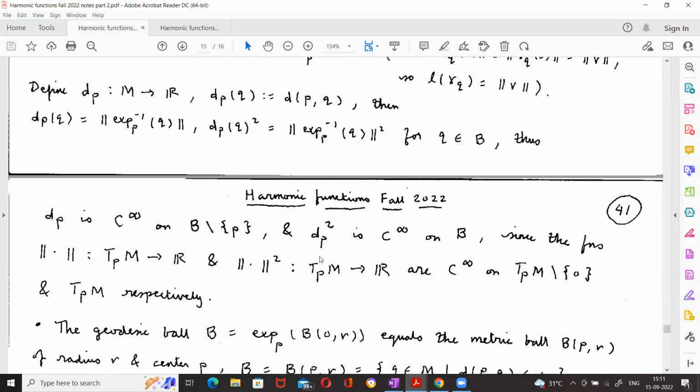Okay, because the norm is smooth on TpM minus the origin, but the norm squared is smooth on all of TpM. And this exp_p inverse is a diffeomorphism, so it's a smooth map. And so d_p will be smooth on the ball minus the point p. d_p squared will be smooth on the whole ball. So the distance function is smooth outside the point p, and the distance squared is smooth on the whole ball.